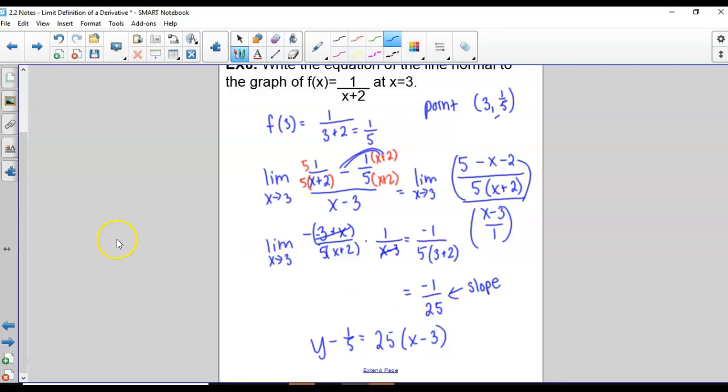And you can see one of the major mistakes made whenever finding a normal line is to forget to do that and just find the tangent line. So, this would be our normal line.